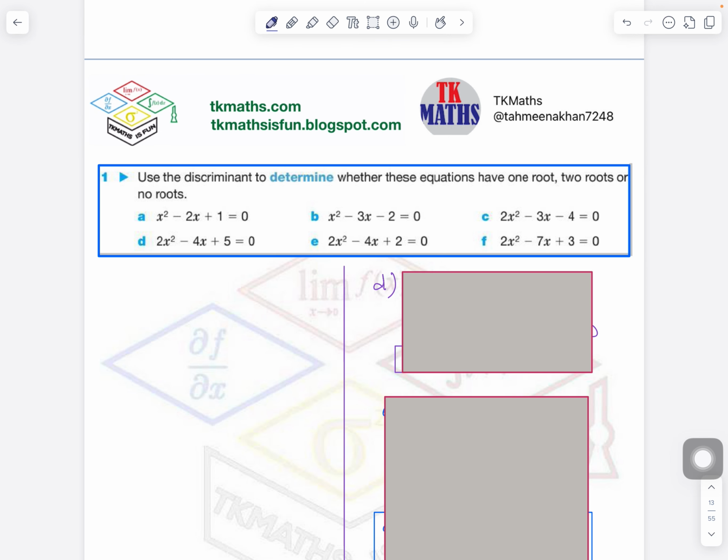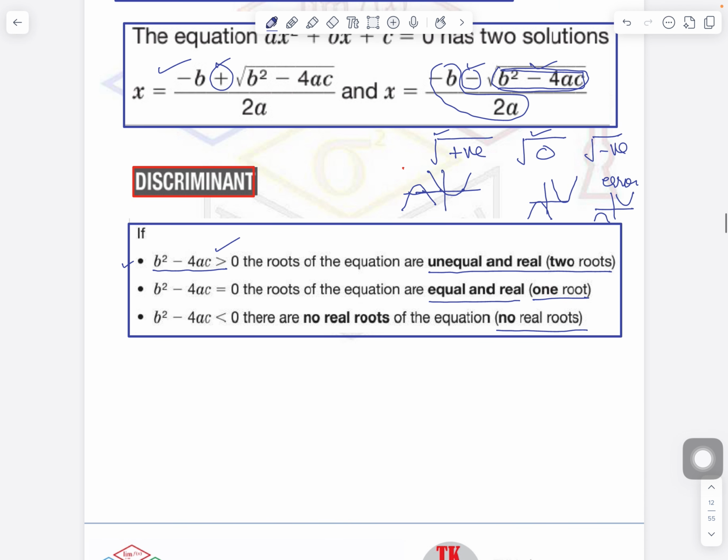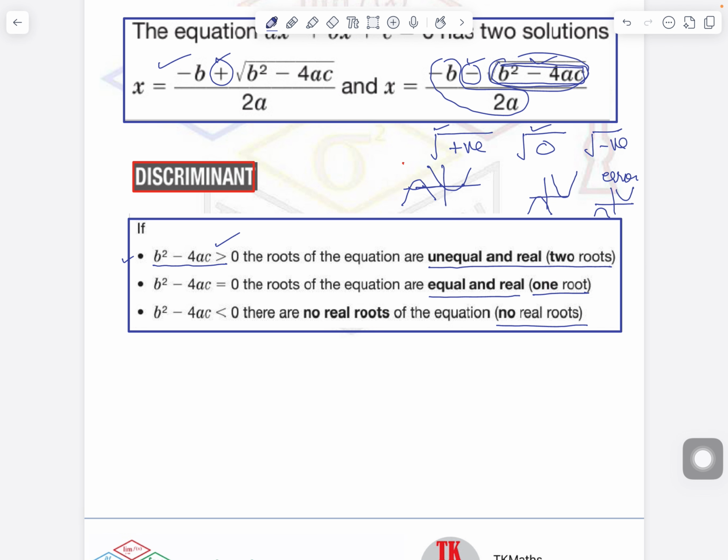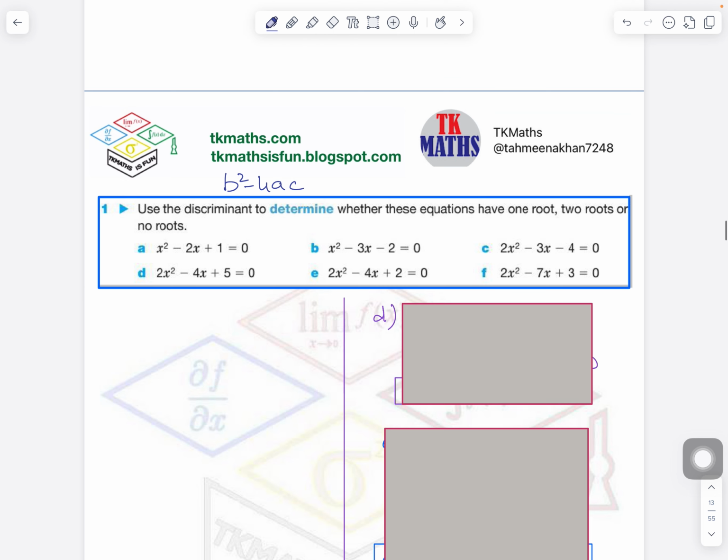First of all, we will only use the discriminant, which is b square minus 4ac, to find out the type of roots we will get, not exactly the roots. So my focus right now is only on this part of the formula, and on which of these three conditions it will meet. We are not applying the whole formula, only the part of it called the discriminant.